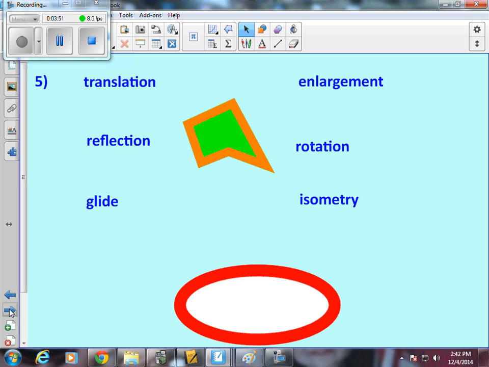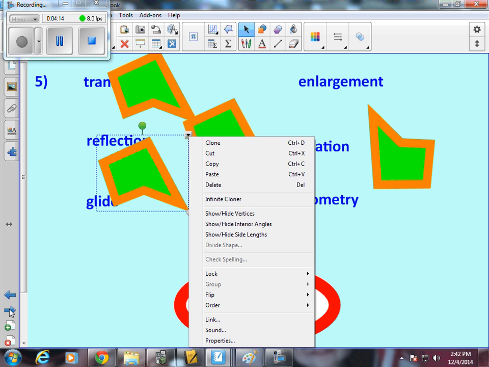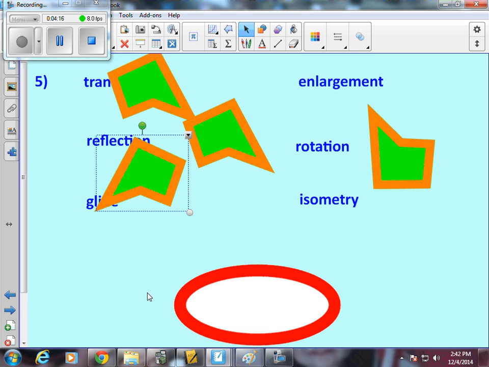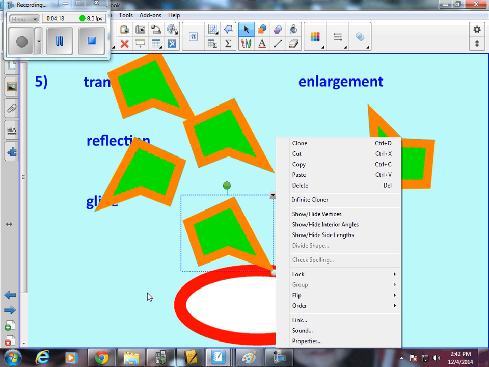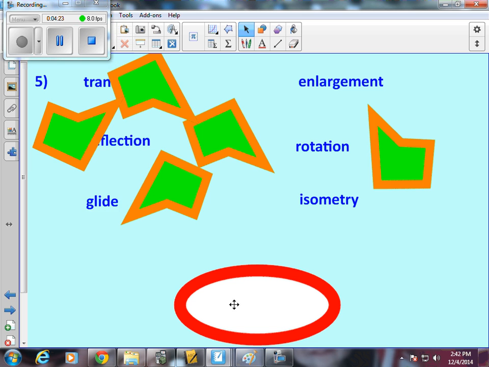Moving on to 5, when we talk about translations, reflections, rotations, isometries, and glides, well, these would all be examples of certain types of transformations. A translation is just when you take a shape and you maybe slide it over. A rotation is when you take that shape and you turn it. A reflection is when you take that shape and you might flip it left, you might flip it up and down, but it's pretty much the same shape every time.